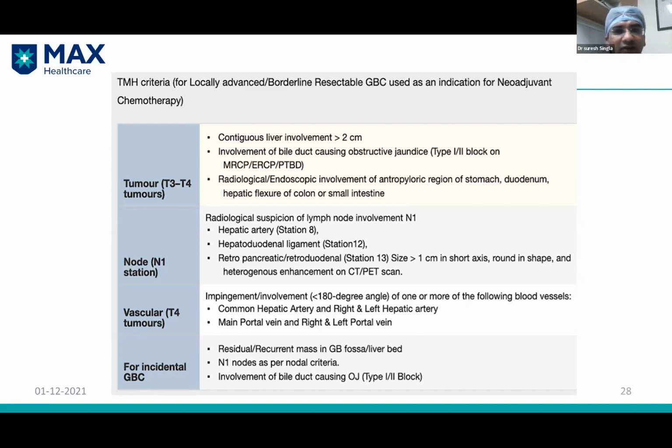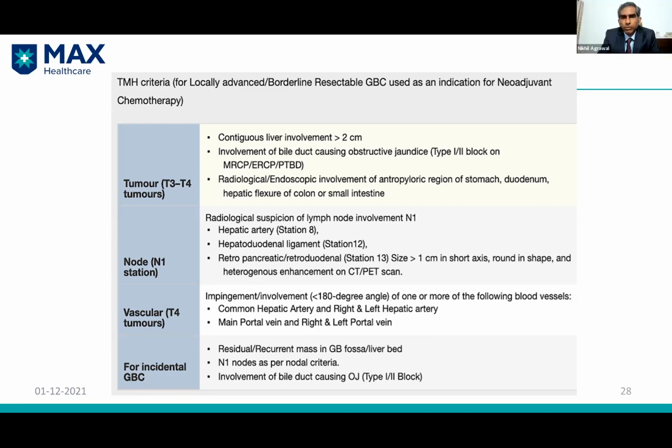Dr. Swapnil, I want to ask, are you following this TMH criteria at your center? Are you really giving neoadjuvant chemo, as Dr. Nikhil asked? We follow it religiously because we also have a trial running for the same in locally advanced cancers. Many of the things we discussed, like staging laparoscopy prior to starting neoadjuvant chemotherapy, we do as a part of the trial protocol.